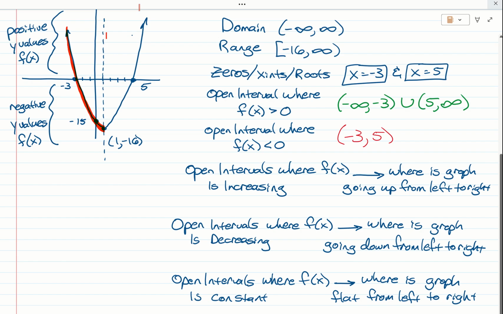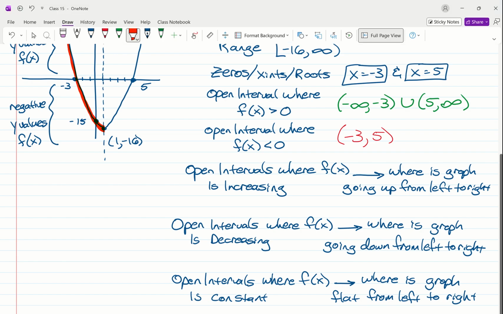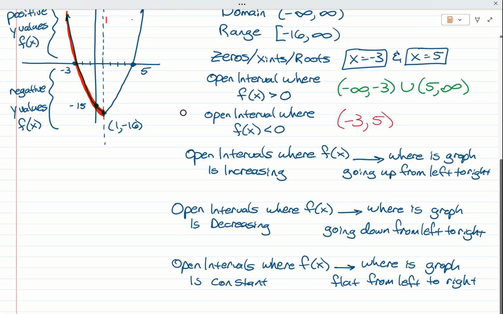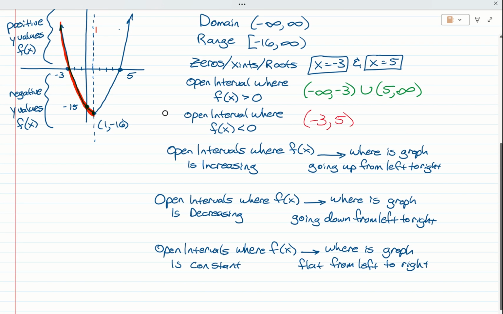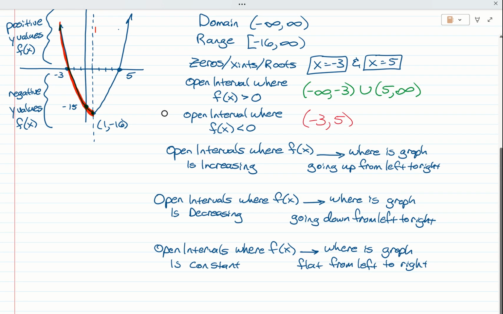So if we're going to answer that question, where is the graph decreasing? That's different from where is the graph negative. We're just asking, where is the graph going down from left to right? It's going down from left to right from negative infinity to the x value of 1. That was your axis of symmetry, right?